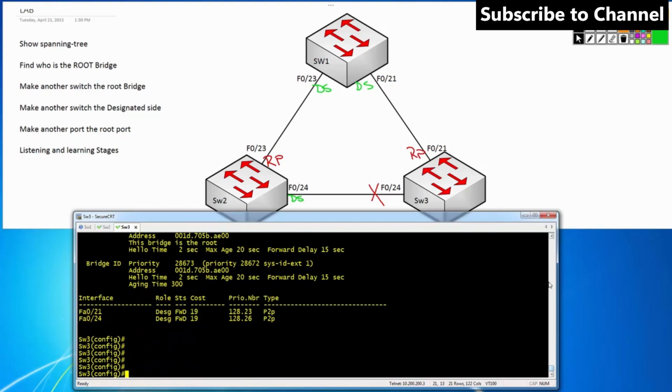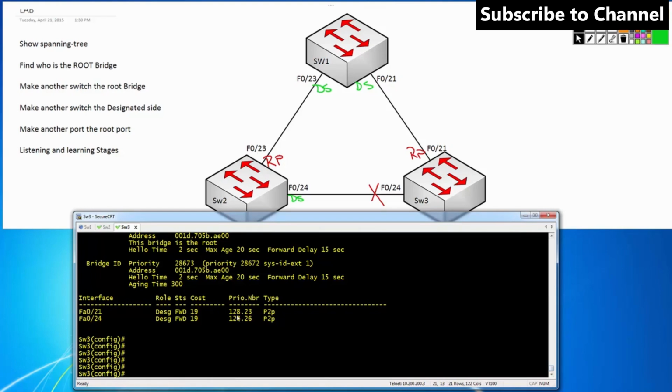Okay? We also saw how to manipulate the designated port by making the switch the lower priority or making that switch a lower cost to the root bridge. And he will win the designated election between a port that's not a root port. Okay? And we've solved the listening and learning stages. This is fantastic. So this is how you manipulate the switches. All these things will give you the ability to make major changes in your topology.